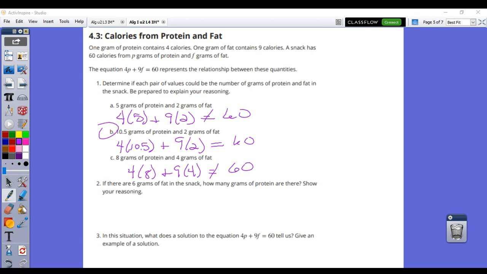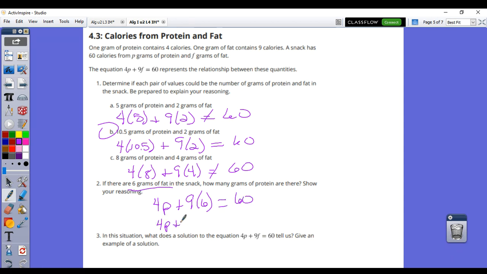So there are 6 grams of fat in the snack. How many grams of protein are there? And then explain your reasoning. Again, think about it, pause it, come back to it. Okay, so if you thought about that, 6 grams of fat. So that would be the 6 times the 9 would be 54. Let me write it up over here. So we've got 6 grams of fat. So we don't know the protein, but we do know the fat. And we can calculate that from there.